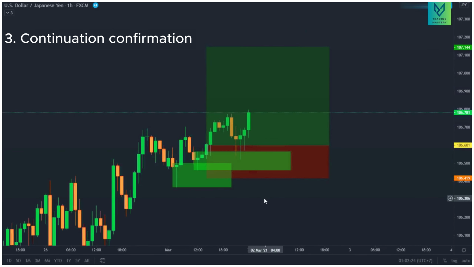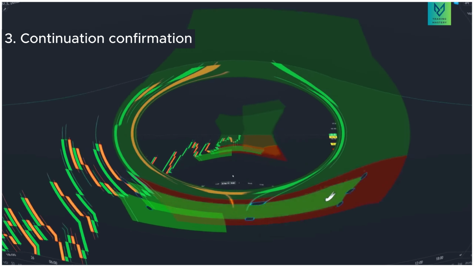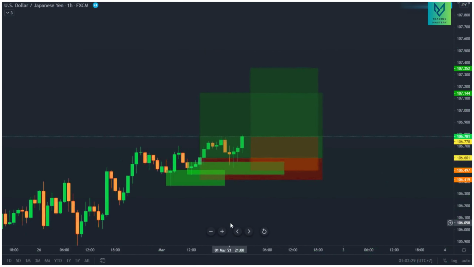The third element is the confirmation of the ongoing trend. It's confirmed in this candle breaking through this area. If no prior entry, this also serves as a subsequent entry point. Now let's continue to observe the price developments together.